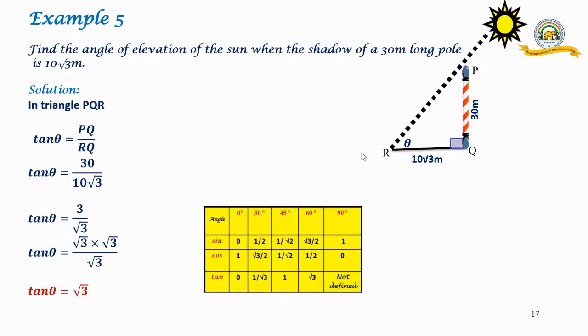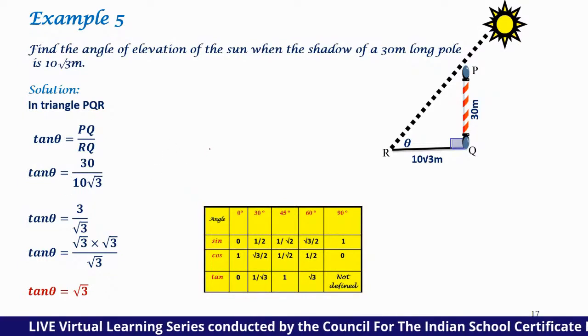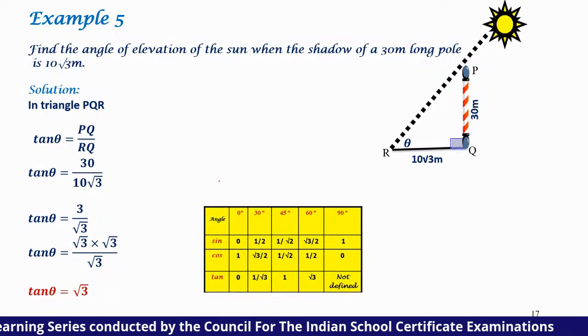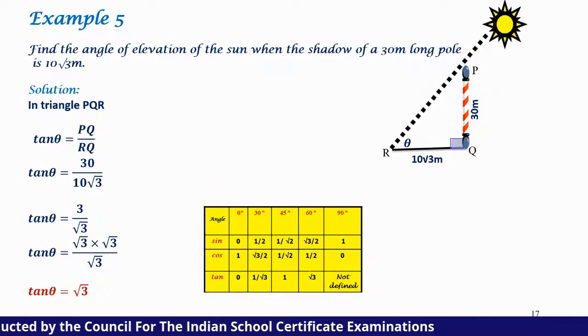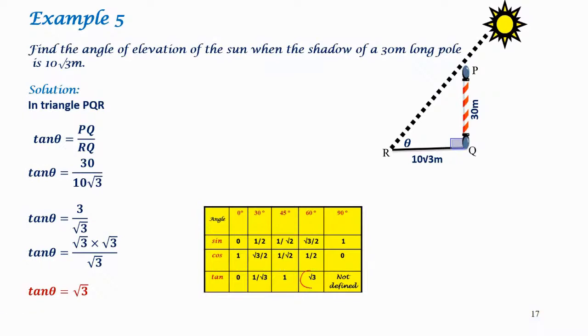Now, let's look into our table. Now, this is the reverse process. Here we know the value. We have to find the corresponding angle. So, go for tan ratio. Look for root 3. So, where is root 3? Here. Here is root 3. And the corresponding angle, see that column, is 60 degree. So, my answer comes theta equals 60 degree. So, if we know the sides, we can also find out the angle of elevation.